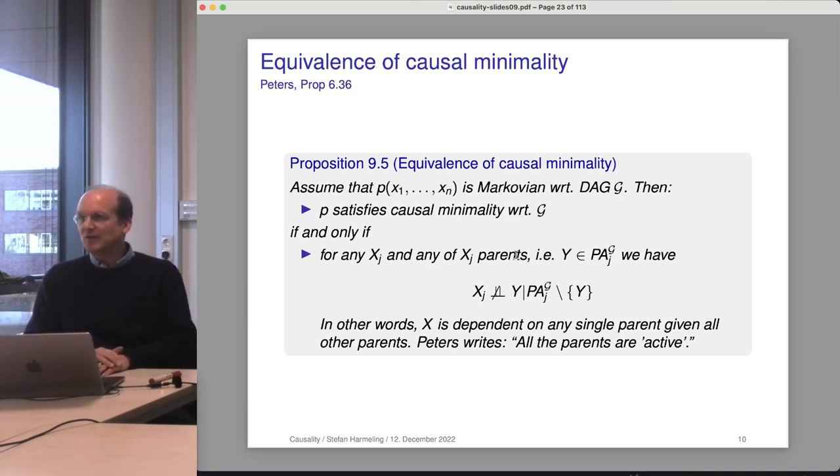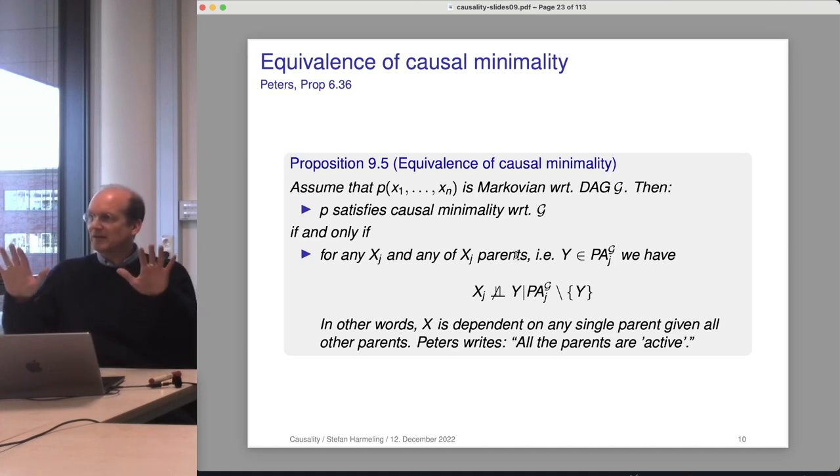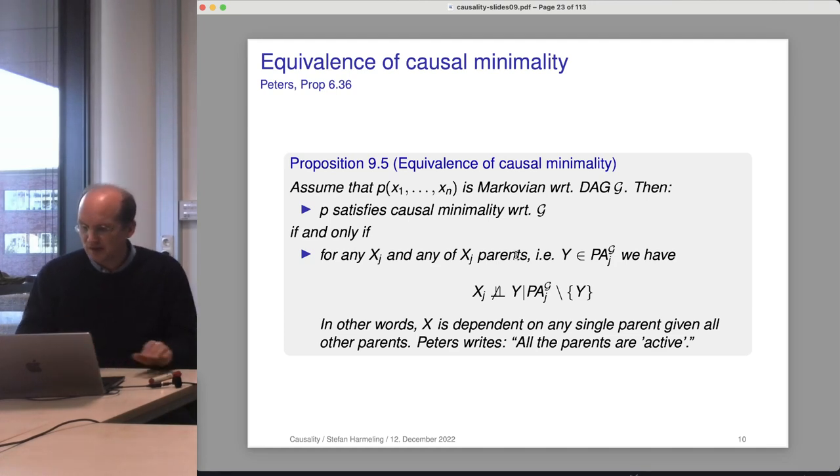But the basic notions here that are essential are on the distribution level, the conditional independencies, and on the graph level, the d-separation criterion. So those are the basic notions, and everything else is derived from them, all the other notions. Okay. So far, so good.